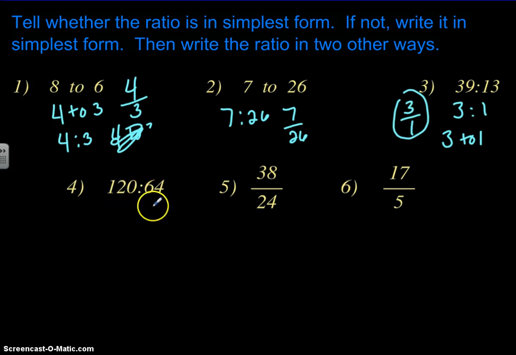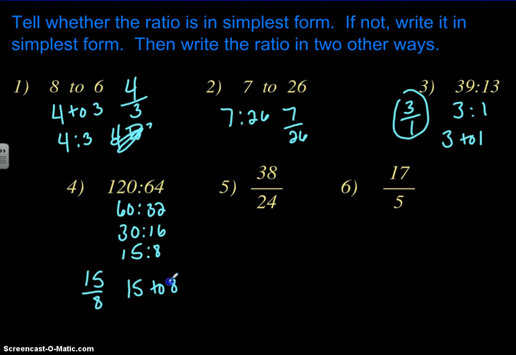Okay, 120 and 64. Well, we need to divide. Now, if you don't know, you can keep dividing by 2 until you get to its simplest form. Let's just do that. Let's divide by 2. That's 60 and 32. Well, look, I can divide by 2 again. That would be 30 and 16. But I can divide by 2 again, and that gives me 15 to 8. So 8 actually went into both of those. 15 to 8, I can write that in two other forms, 15 over 8 and 15 colon 8.